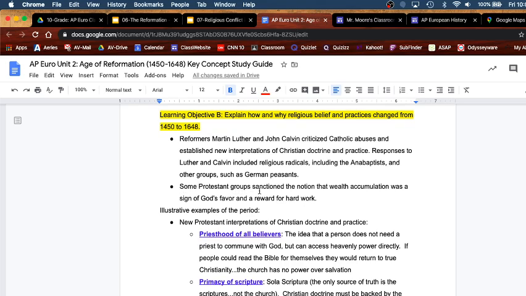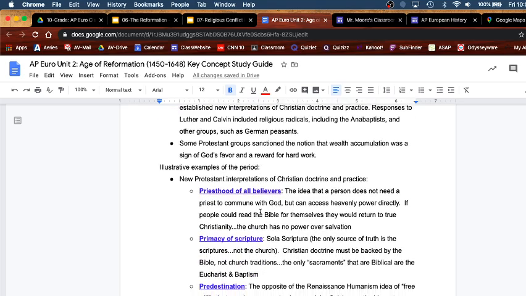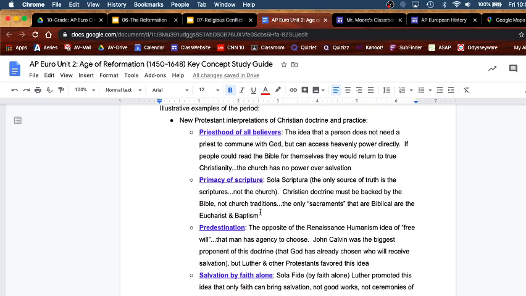Some Protestant groups sanctioned the notion that wealth accumulation was a sign of God's favor and a reward for hard work. And so a lot of Protestants are going to use the fact that they're economically successful to prove that they have God's favor, and thus they're going to use that as a tool to prove that their version of Christianity is right. There are several illustrative examples of the period, things that people need to understand in order to understand the Protestant Reformation. New Protestant interpretations of Christian doctrine.